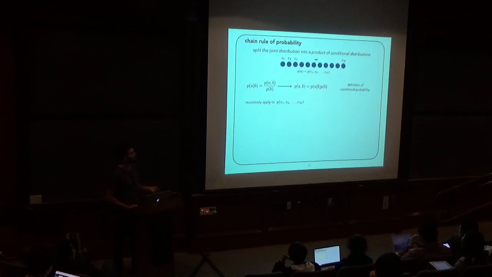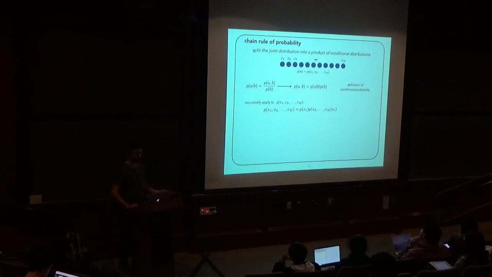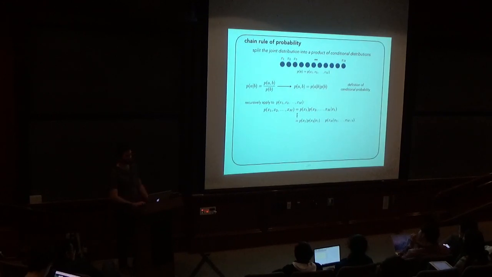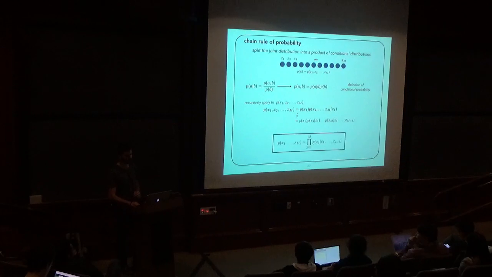And we're going to recursively apply this to this joint distribution over all of these features. So we can write P of x1 and then P of everything else given x1. And then we'll just keep applying this until we have P of x1, P of x2 given x1, all the way up to P of xm given everything before xm. So we've just broken up this joint distribution into a product of all of these conditional distributions. And generally, you can write it in this type of form.